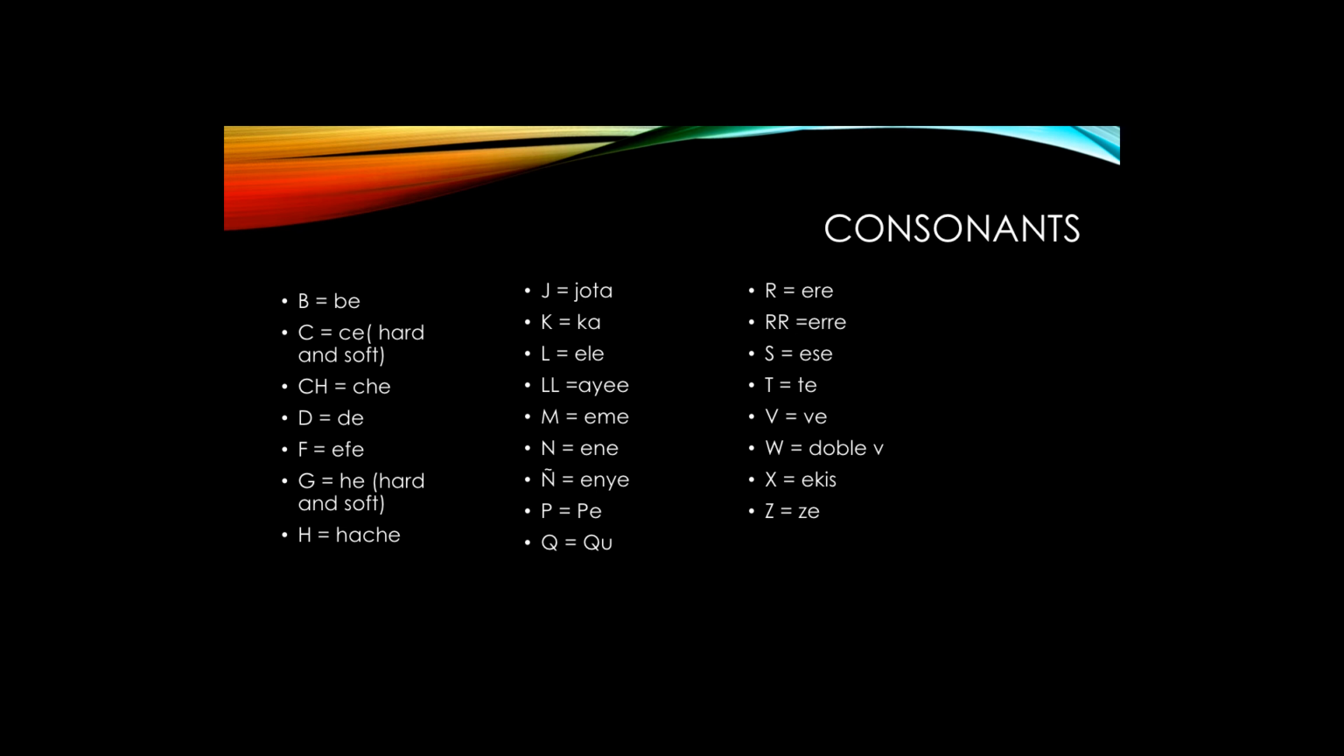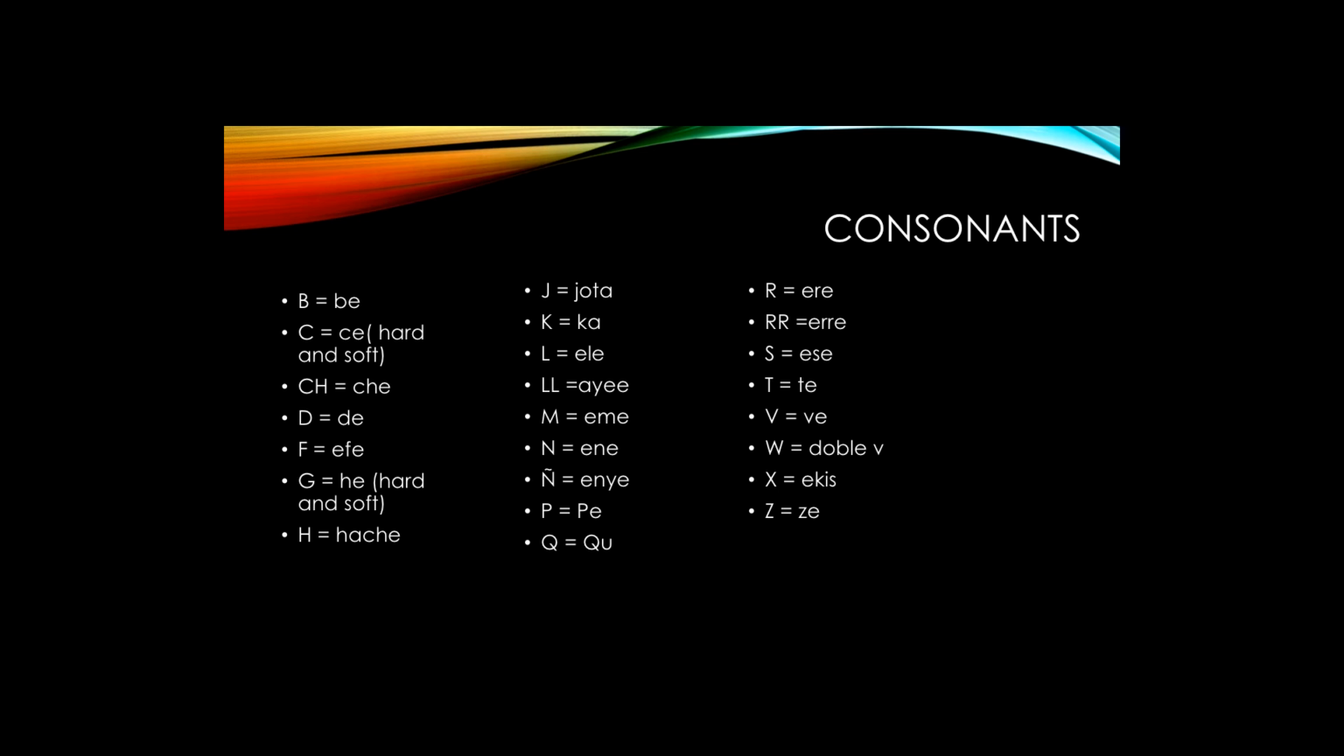And then you have this double R, which it is okay to roll, which is where you do it a bunch of times. And then you have S, which is ese, then you have T, which is te, then you have V, which is ve, and then you have W, which we call W, but in Spanish they call it doble V. So it's just two V's stuck together. And it has a W sound as well.